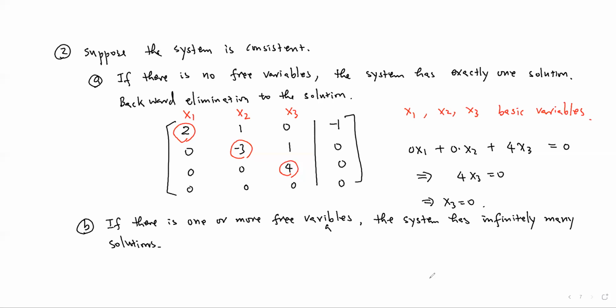An example, yes. Take a look. I still use this matrix, but I make row 3 a zero row. 2, 1, 0, -1; 0, -3, 1, 0; then row 3 is 0, 0, 0, 0; then 0, 0, 0, 0.